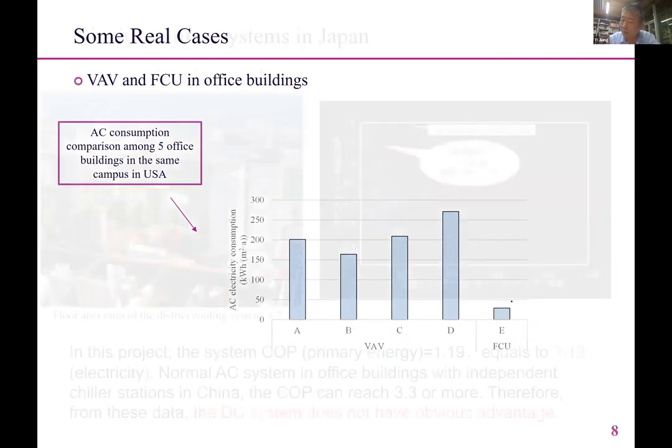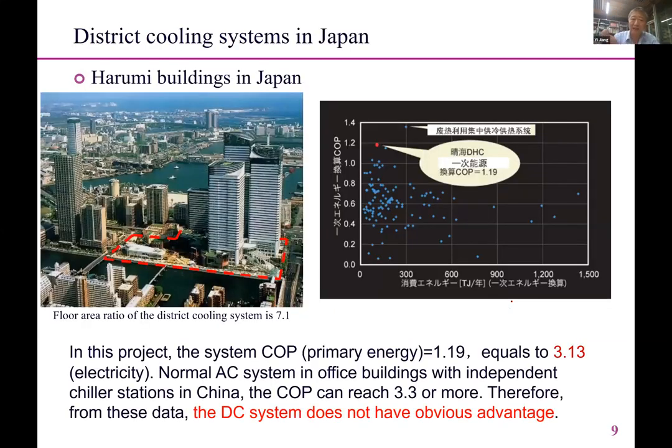Then we come to Japan, where they have large district cooling systems, not a single building but a number of buildings. Here is data given by the Japanese District Heating and Cooling Association. They have more than 100 projects, each one is one node here. And the best one, in the Japanese view, is Harumi, which is here.